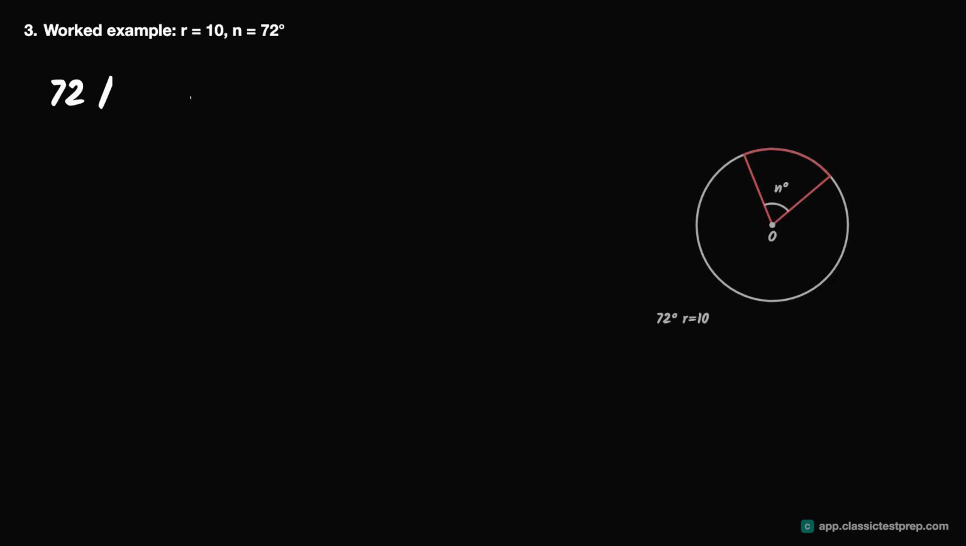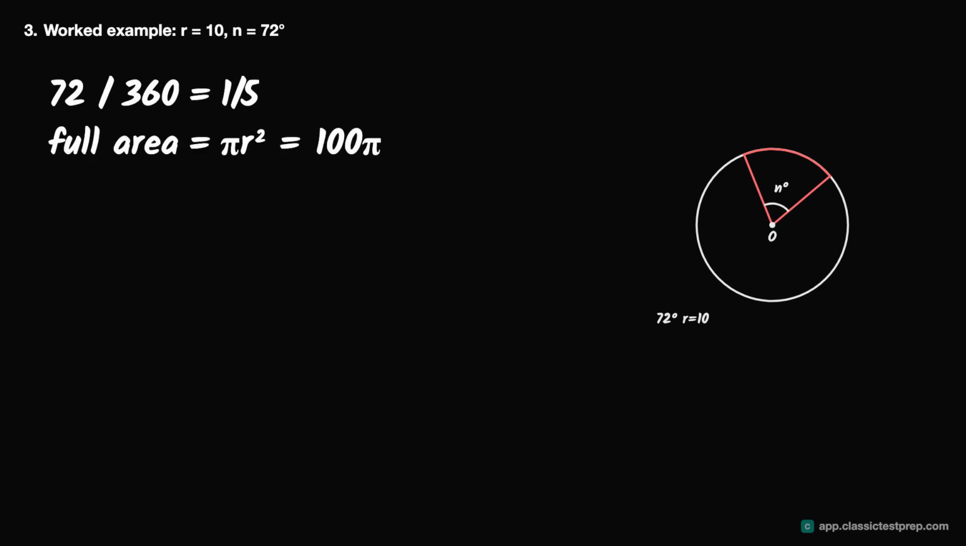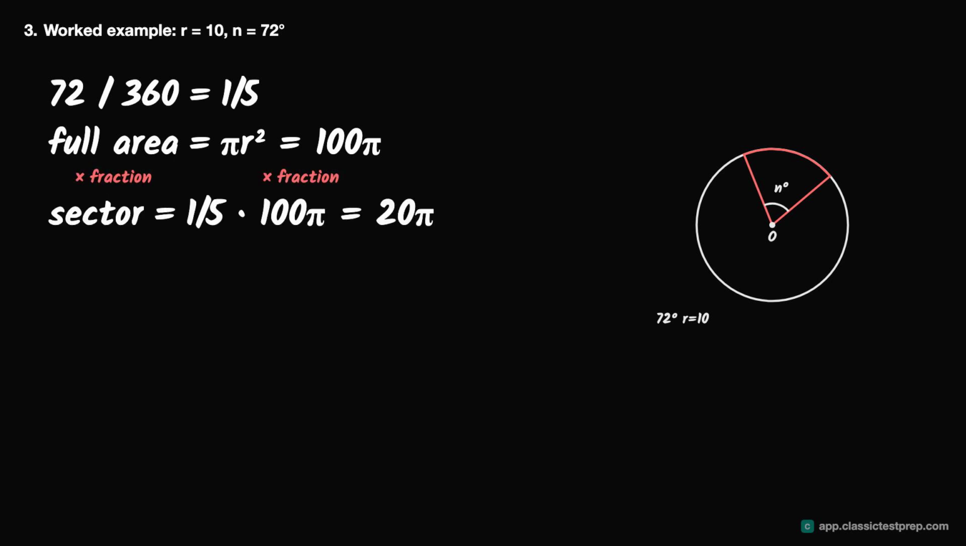Now let's say the radius is 10 and the sector's central angle is 72 degrees. The fraction is 72 over 360, which simplifies to 1/5. The area is pi times r squared, 10 squared, so 100 pi. The area of the sector is 1/5 times 100 pi, which is 20 pi. And if they were asking for the arc length, then it would be 2 pi r, so 20 pi, times 1/5, which would be 4 pi.